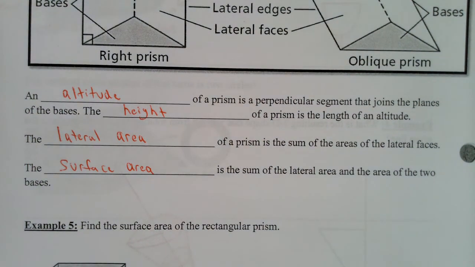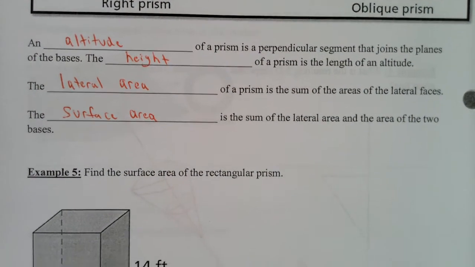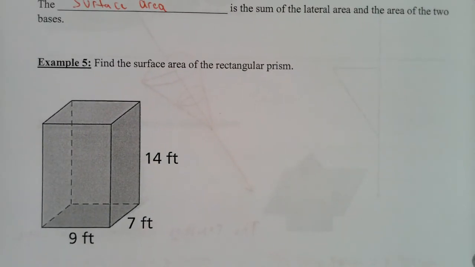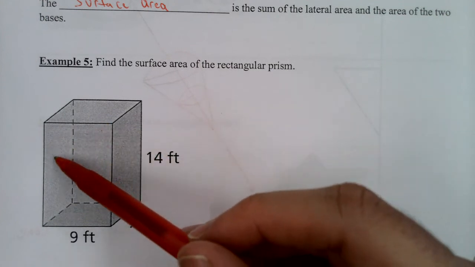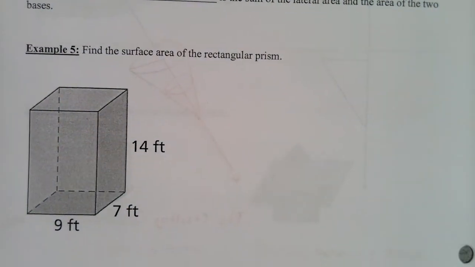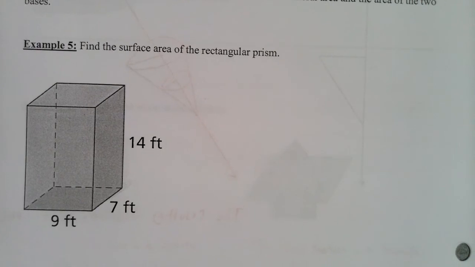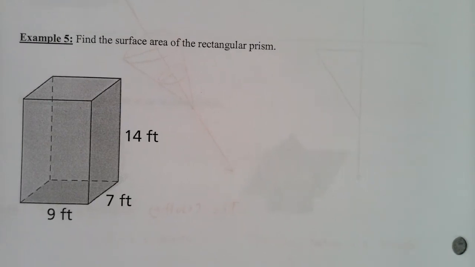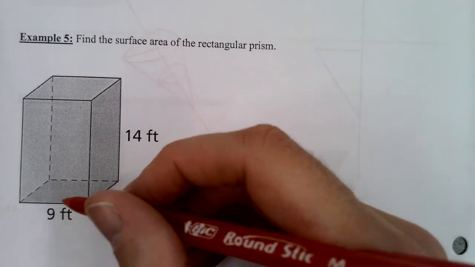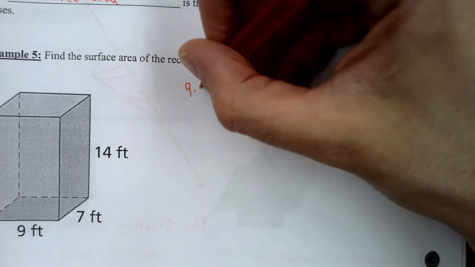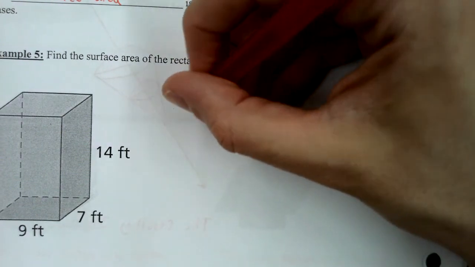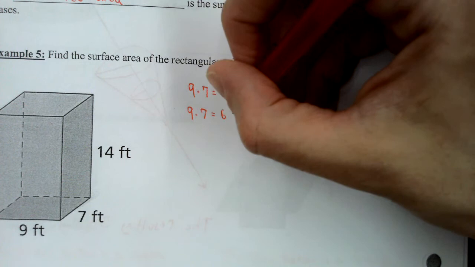Okay? So example 5, find the surface area of the rectangular prism. We have 6 faces, the face in the front, the right, the back, the left, the top, and the bottom. We have to find the area of each face and then add them all together to get the surface area. Okay? So let's start with the top face and the bottom face. They're rectangles, so the area formula is going to be base times height, so 9 times 7. 63. 9 times 7 equals 63.